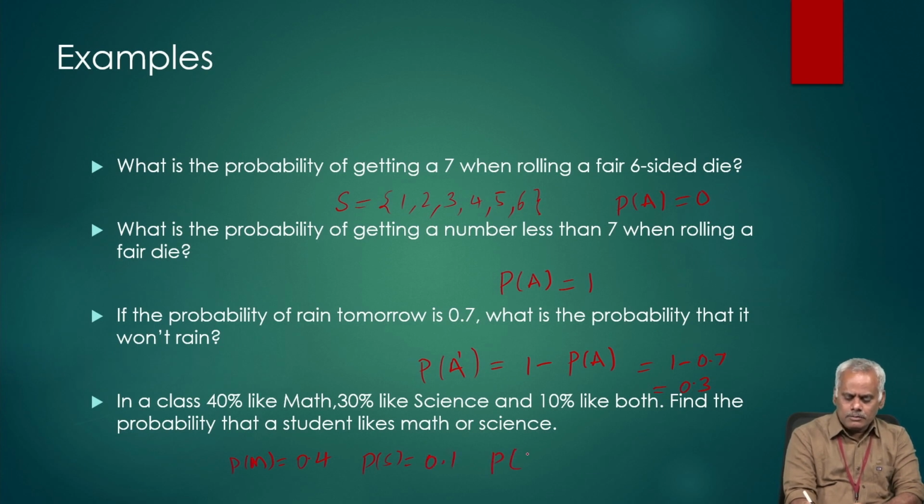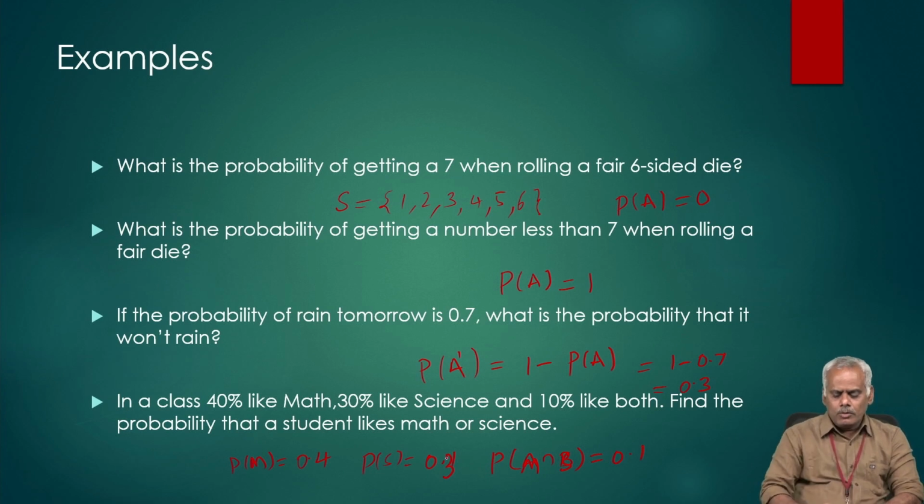Probability of their intersection, like both, that is A intersection B, or in this case M intersection S, is equal to 0.1, and probability of S is 0.3. So probability of M is 0.4, probability of S is 0.3, and probability of their intersection is 0.1. Then find the probability that a student likes math or science. So "or" stands for union.